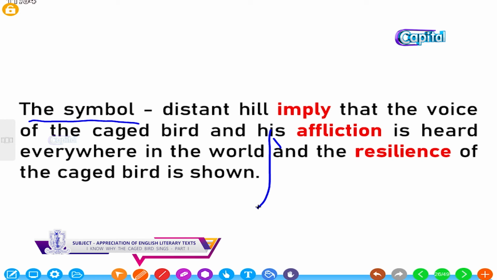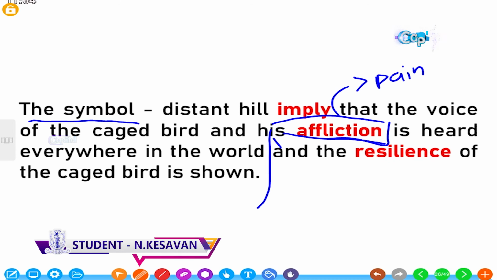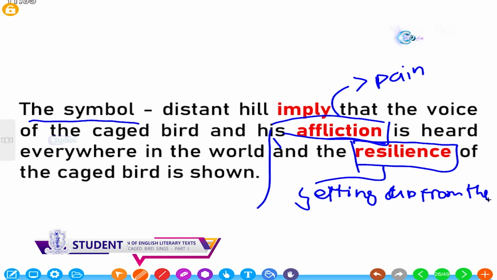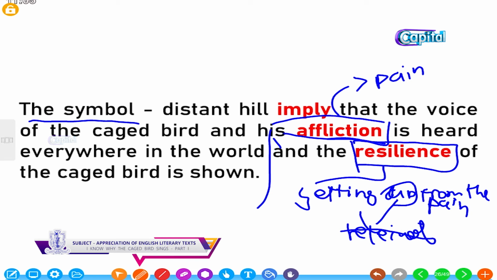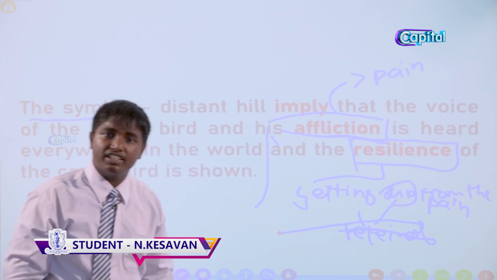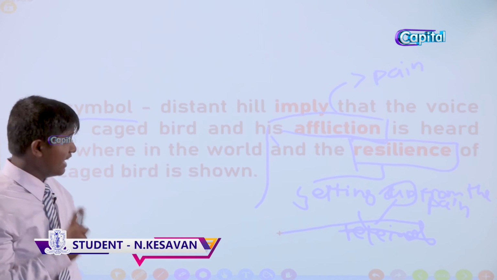Caged bird and his affliction. Affliction is pain. If you are writing the meanings of these words, I would say please don't, because in the later part I have given you the meaning for each of these words, so don't worry about that. So his affliction is heard everywhere in the world, and the resilience, getting up from the pain, relieved. The resilience, even though the pain is there, they are standing against it. That is what resilience refers to, the capacity to stand.